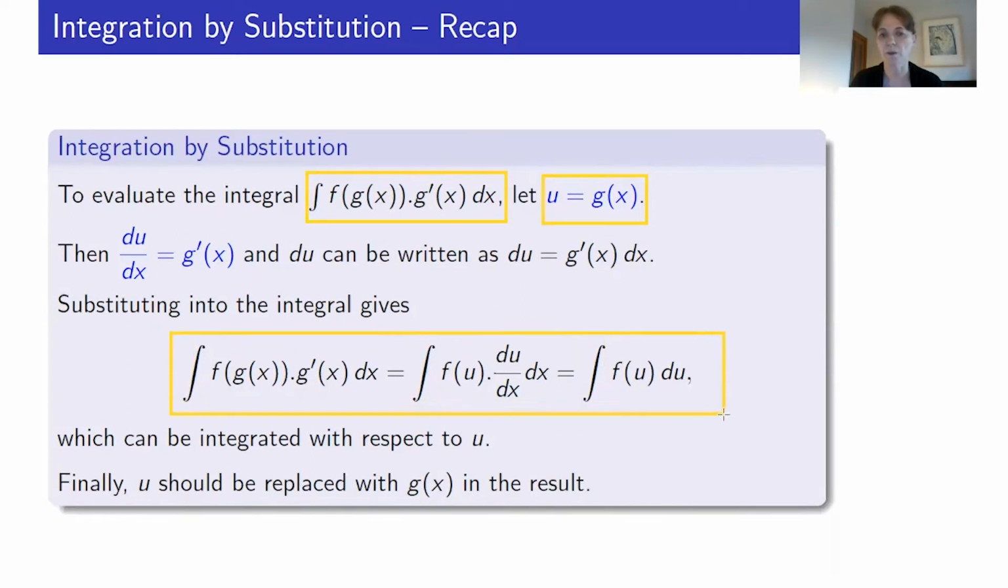When we do that, we can rewrite the integral in the form of the integral of f of u du. And that hopefully is an integral that we can evaluate immediately or directly. And we have tried to set it up to achieve that. How we achieve it is by looking at the relationship between du and dx, the relationship between u and x through the derivative du dx. And that allows us to rewrite the integral as we want to.